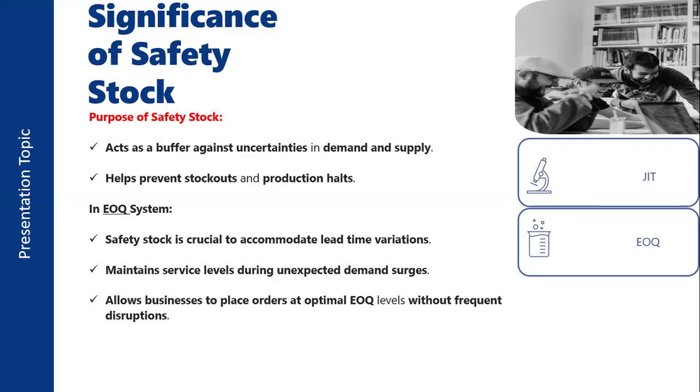Now, in EOQ system, how it works, basically, it accommodates the lead time variation. First, the primary principle is this: safety stock acts as an absorber, maintains service level during unexpected demand, does not allow the production level to fall, and most importantly, allows the business to place orders on optimum quantity.